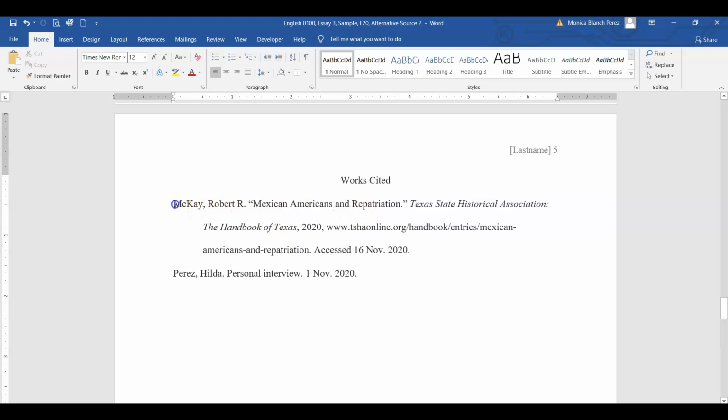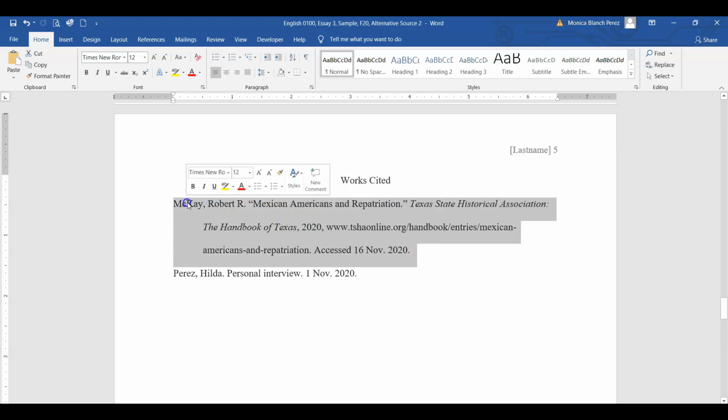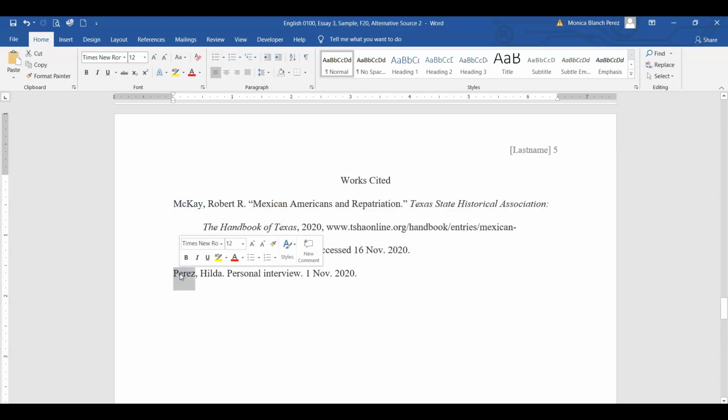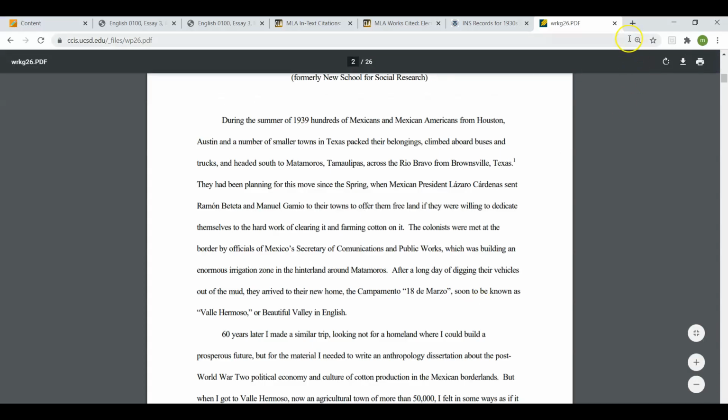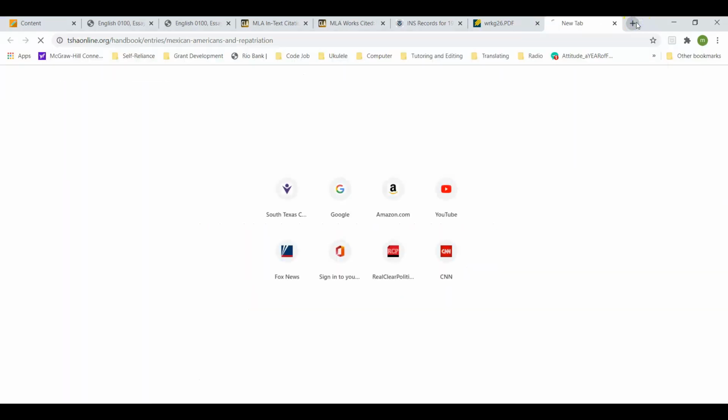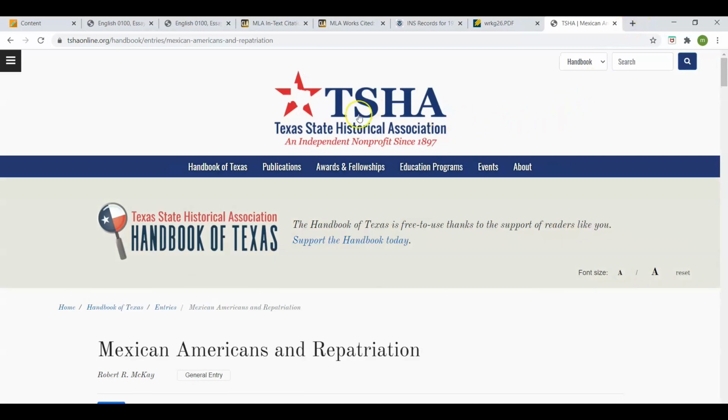Okay, and notice again that Perez Hilda is again in second, right? Why? Because the author's name McKay is the first word in the works cited entry, and now Perez is the second. So because M comes before P, all right. And then here's all the details that I got, and let me use this to actually access the article online. Okay, so there it is.